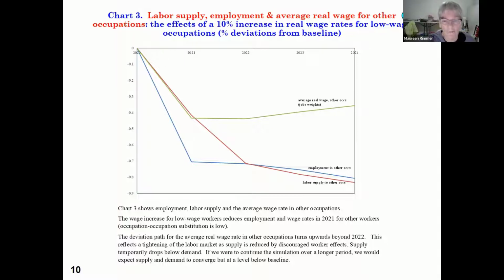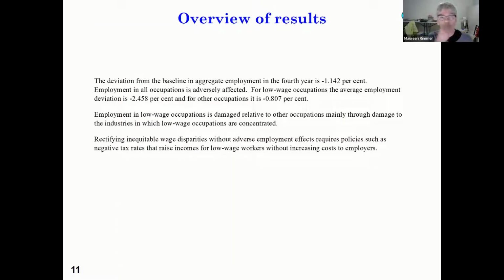We did a slight overshoot on the labour supply, but the average wages are starting to increase a bit, and that will disappear shortly outside the simulation period. So what are the takeaways from the experiment? Well, the deviation from the baseline in aggregate employment in the fourth year is -1, a bit over -1%.